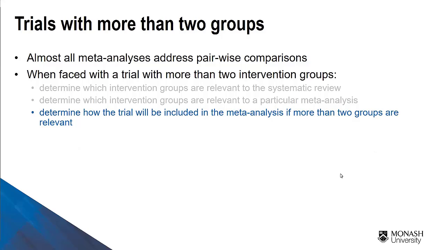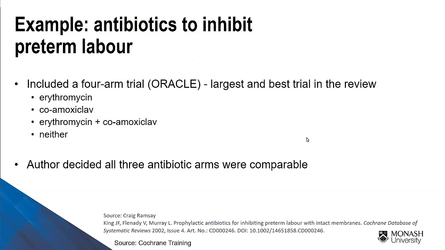The next situation is we need to determine how the trial will be included in the meta-analysis if more than 2 groups are relevant for a particular meta-analysis. So to investigate that further, let's look at a particular example. Here the review authors were interested in examining whether antibiotics are effective in inhibiting preterm labour. And this is the Oracle trial. It's a 4-arm trial, so we've got 4 groups. It's the largest and best trial in this particular group.